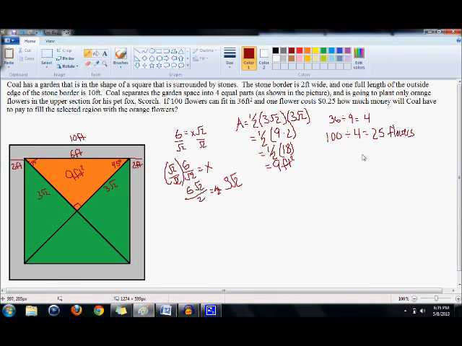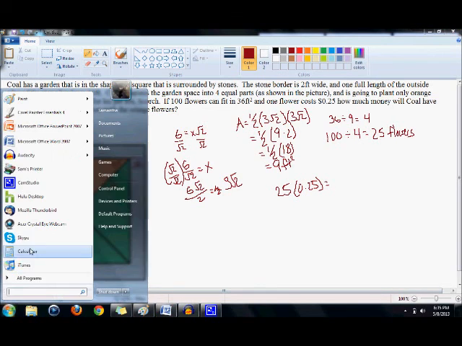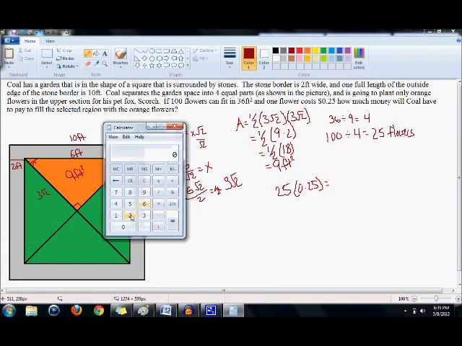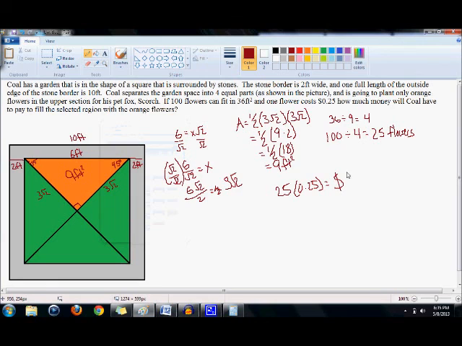So now that we figured out how many flowers fit in here, we want to figure out how much these flowers cost. If each flower costs 25 cents, we simply take 25 times 0.25. And since I don't know that off the top of my head, I'm going to pull out my calculator and plug in 25 times 0.25. And you find that your answer is $6.25. So this would be your final answer.